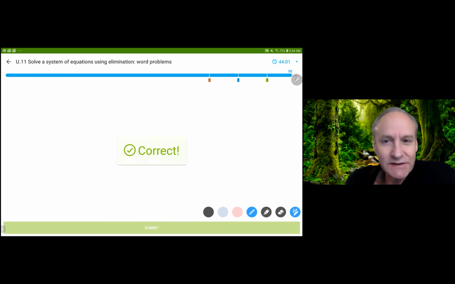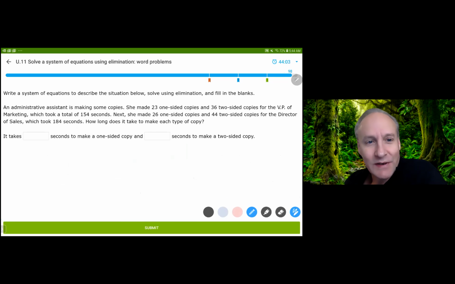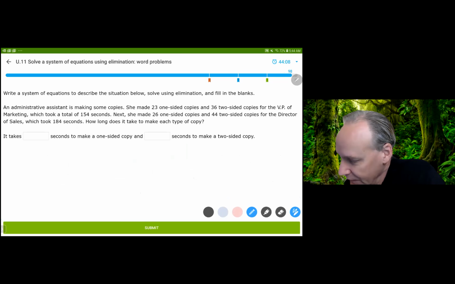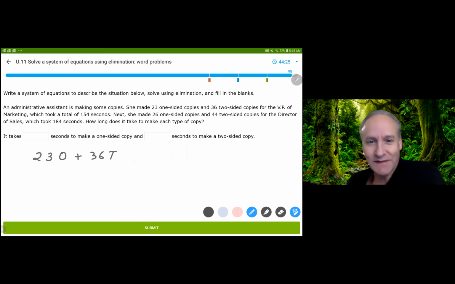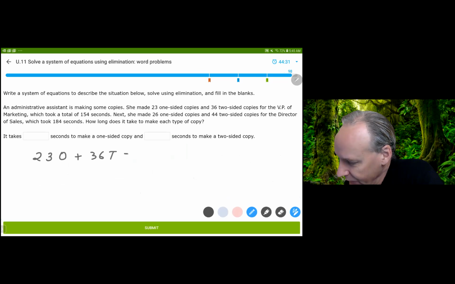And I can't imagine that you're with me for this long, but it looks like we may be on our last one finally. Looks like we have 23 one-sided copies. I'm going to use O for that, I guess. And 36 two-sided copies. Usually I don't like using an O ever, just like I don't like using an S because it looks like a 5. But I know it's an O, so it's okay, I guess. And it takes 154 seconds.